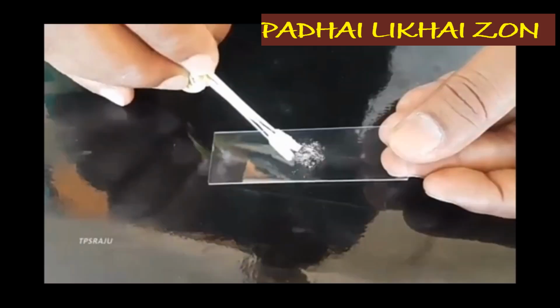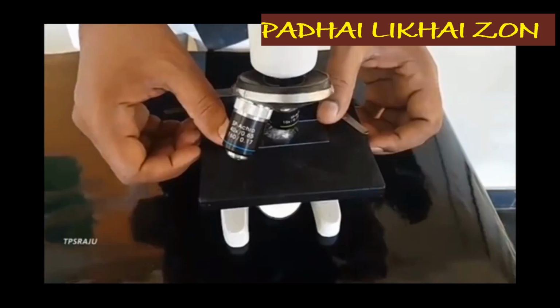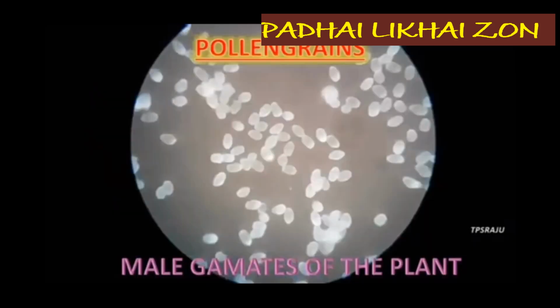Here we are observing anther under the microscope. Several thousands of pollen grains are present on the anther. Take some pollen grains on a glass slide for observing under the microscope. These are the pollen grains, male gametes of the plant, under the microscope.